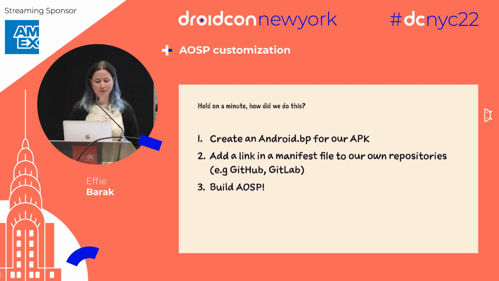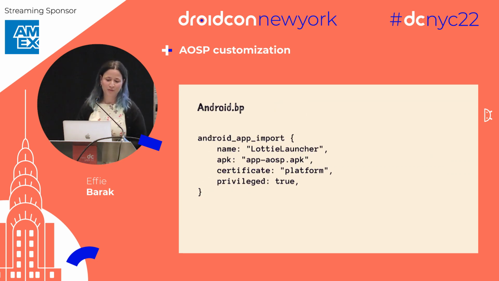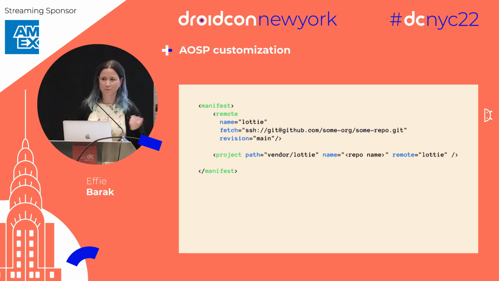Again, an amazing plan of 3 steps. We need to create this Android BP for our APK. We need to add a link in the manifest file to our own repositories, because now we want to have something brought in from a different source. And we want to build AOSP with our APK. So the Android BP in this case is super straightforward. It says, okay, here's my APK, this is how I want to call it. Sign it with this awesome certificate, because now I want to be cool and I want to be part of the platform. And give it some privileges, because again, if we're cool, might as well be cool.